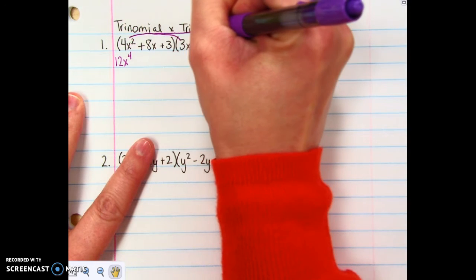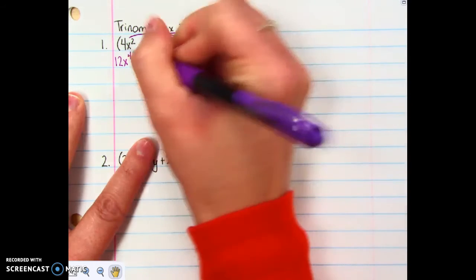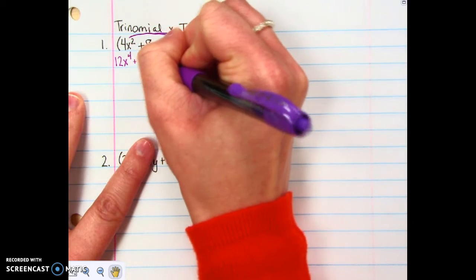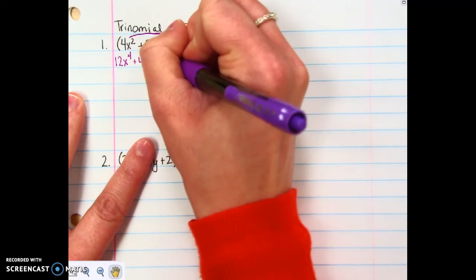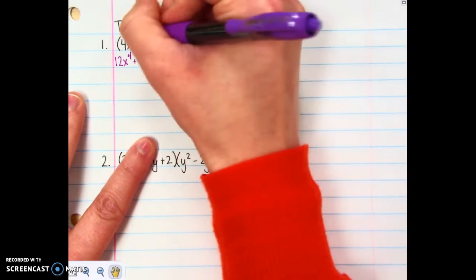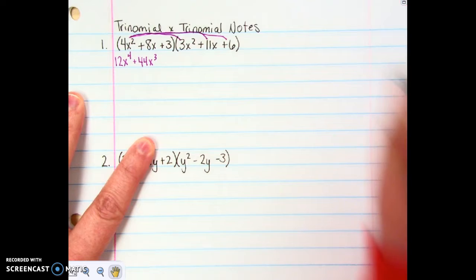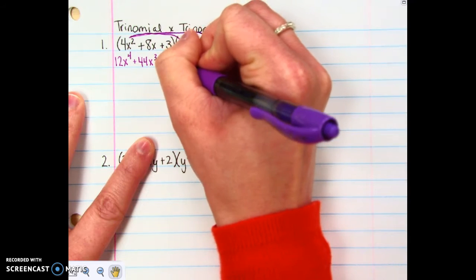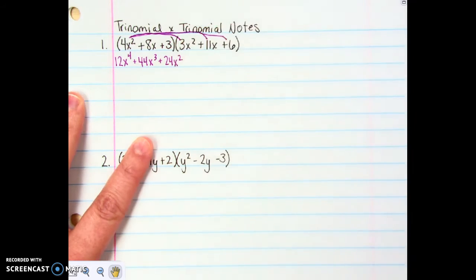4x squared times 11x is going to be 44x cubed. And 4x squared times 6 is 24x squared.